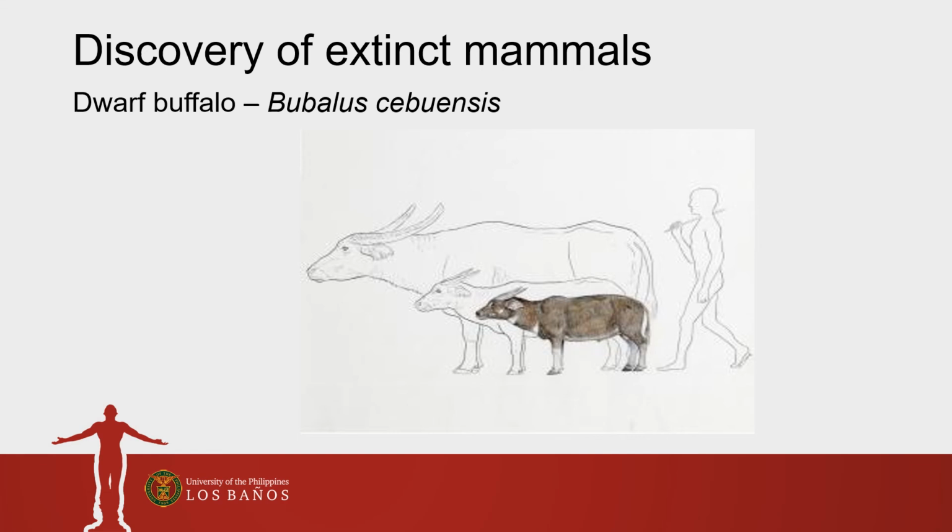The Cebu Tamarao, Bubulus cebuensis, is a fossil dwarf buffalo discovered in the Philippines and first described in 2006. The most distinctive feature of Bubulus cebuensis was its small size. Large contemporary domestic water buffalo stand 2 meters or roughly 6 feet at the shoulder. And it was even smaller than our extant Tamarao, Bubulus mindorensis.